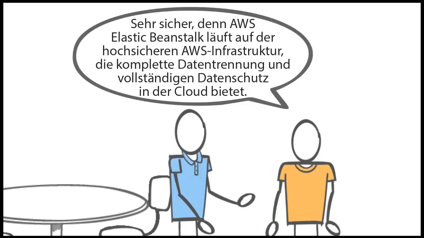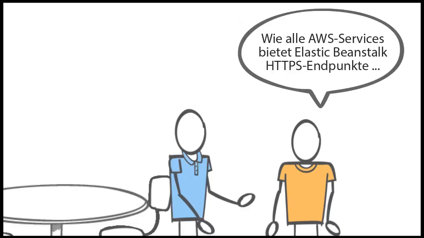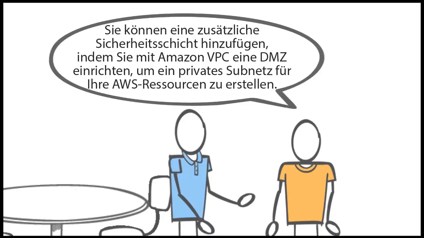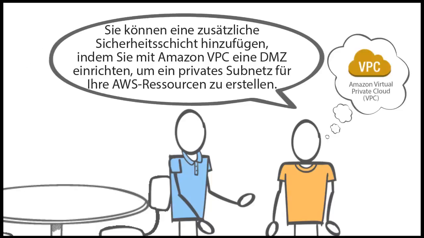Yes, AWS Elastic Beanstalk runs on AWS's highly secure infrastructure that provides complete segregation and privacy in the cloud. Like all AWS services, Elastic Beanstalk provides HTTPS endpoints for encrypted network access and requires the use of cryptographic credentials in order to access or launch any required AWS resources. You can add an additional layer of security by setting up a DMZ using Amazon VPC to create a private subnet for your AWS resources.